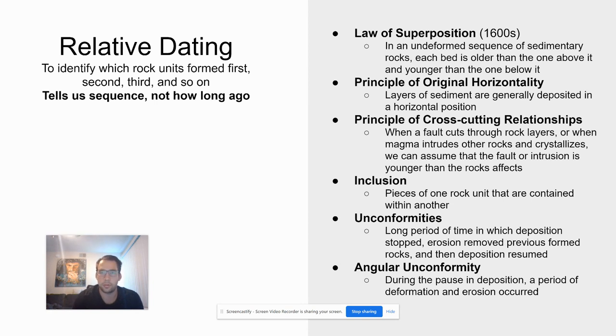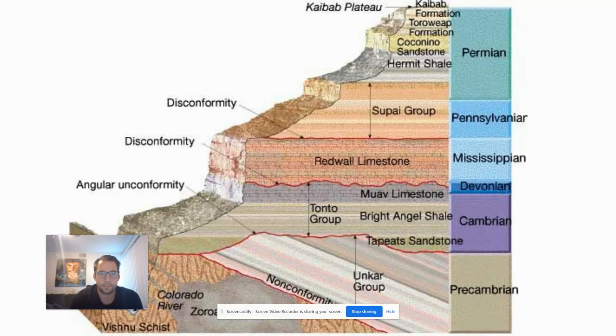Then we have the principle of original horizontality. That just means that when rock gets laid down, it gets laid down flat. The principle of cross-cutting relationships is if there is a cut that happens into a layer of rock, and let's say it's magma that intrudes, it is assumed that that magma that is introduced into that rock is going to be younger than the rock itself. Then you can go ahead and take a look at some of these other principles, but those three tend to be the most important for relative dating.